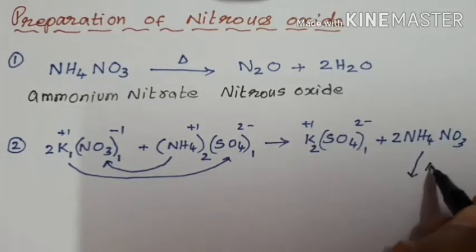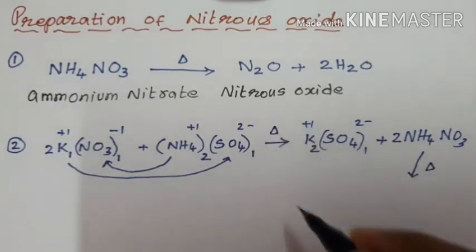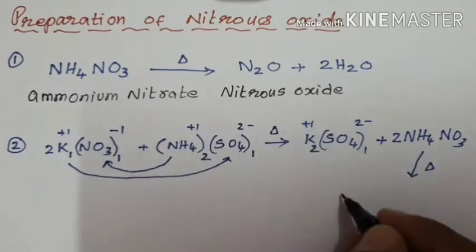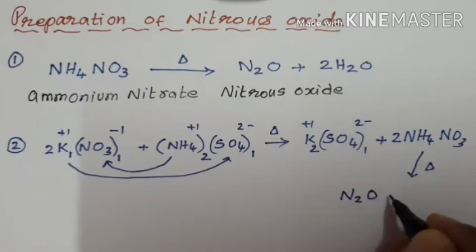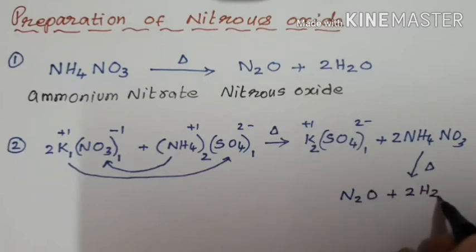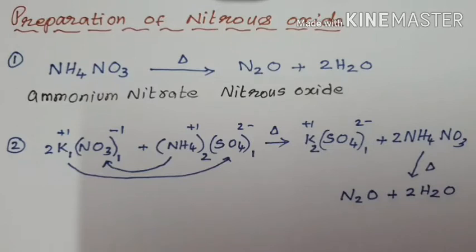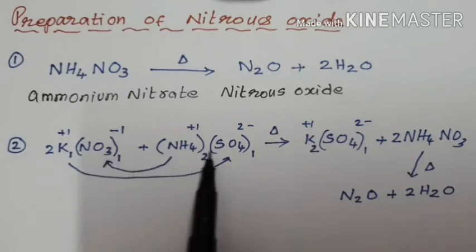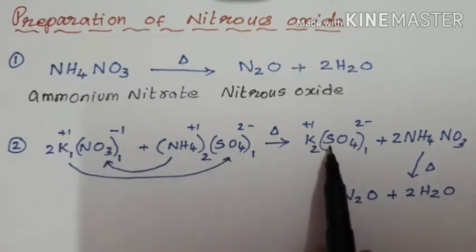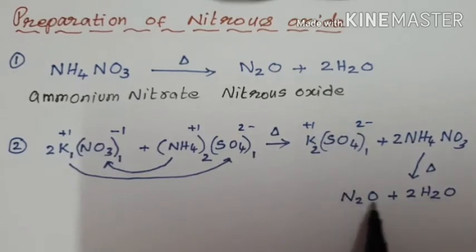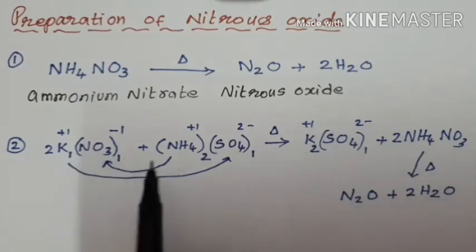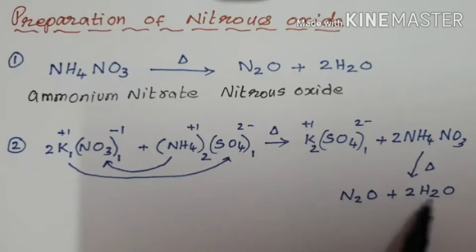Here also the reaction takes place on boiling only. This ammonium nitrate, like in the first step, undergoes decomposition and gives nitrous oxide plus water. So this is the second method of preparation of nitrous oxide. Remember, when potassium nitrate is treated with ammonium sulfate, the products are potassium sulfate, nitrous oxide and water. The ammonium nitrate formed undergoes decomposition.